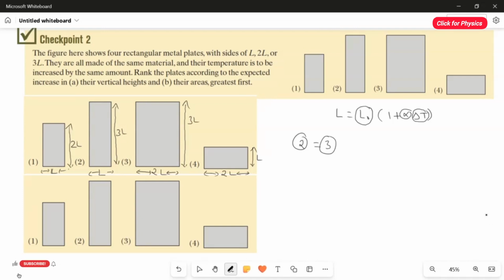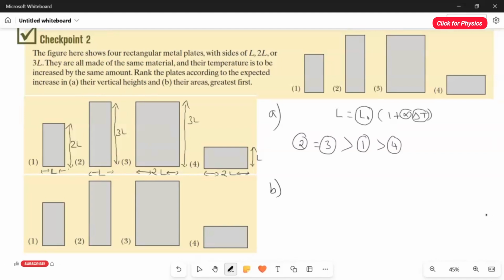So what is the second highest? You have to compare figures 1 and 4. Figure 1's vertical height is 2L, but figure 4's vertical height is L. So the second highest value is figure number 1. And the last one is figure number 4. So this is the order from the greatest value. When you increase the temperature, your vertical heights will have the greatest increase for figure 2 as well as figure 3, the second greatest for figure 1, and the last one is figure 4. So this is the answer for part A.